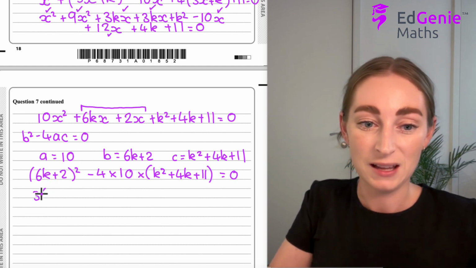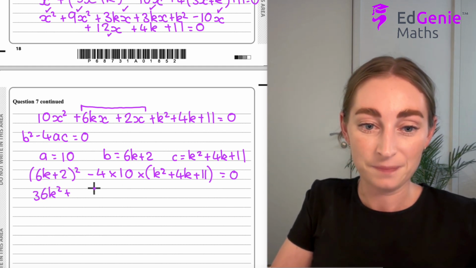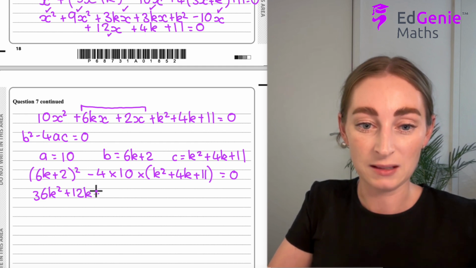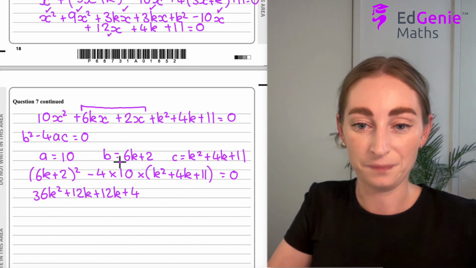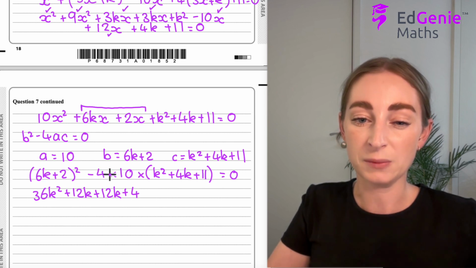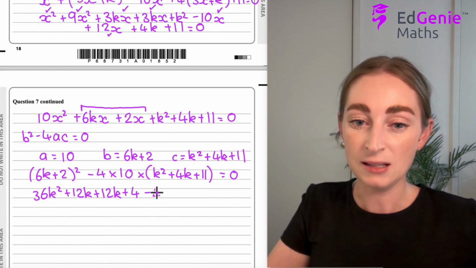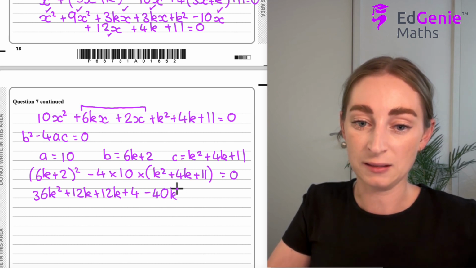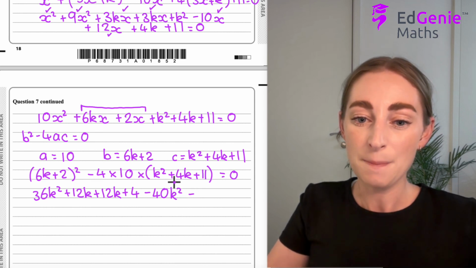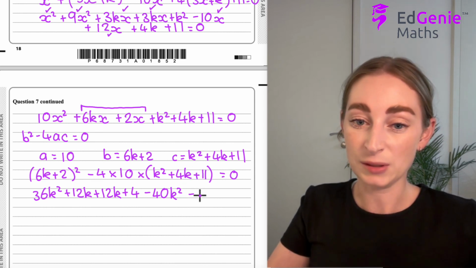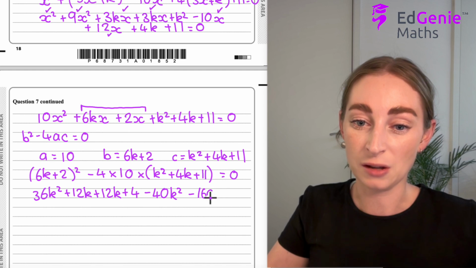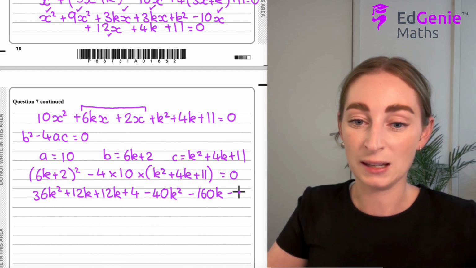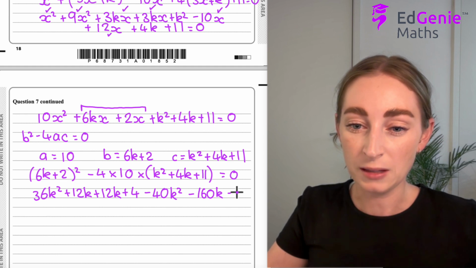Multiply this out. 36k squared plus 12k plus another 12k plus 4. Minus 4 times 10 is minus 40, so minus 40k squared. Minus 40 times 4k is going to be minus 160k. Minus 40 times 11 is going to be 440.